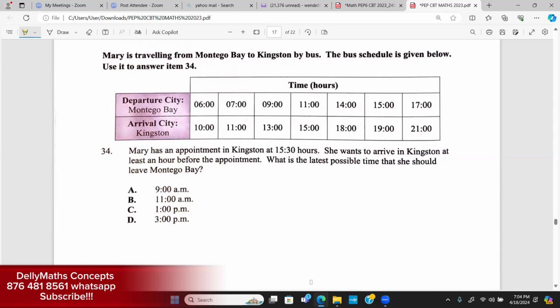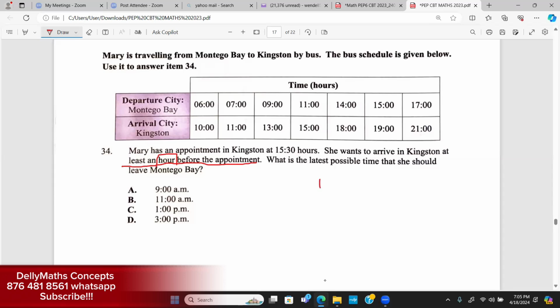Mary is traveling from Montego Bay to Kingston by bus. The bus schedule is given below. Use it to answer item 34. Mary has an appointment in Kingston at 3:30, which is 15:30. She wants to arrive in Kingston at least 2 hours before the appointment. So she wants to reach at least an hour before.